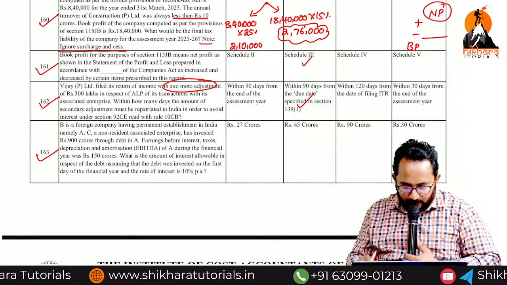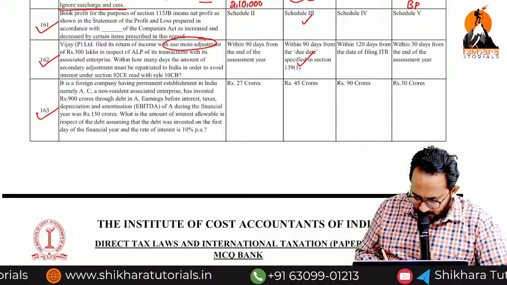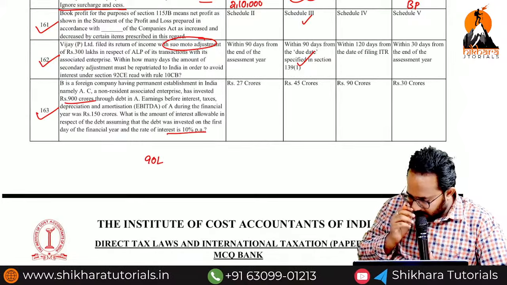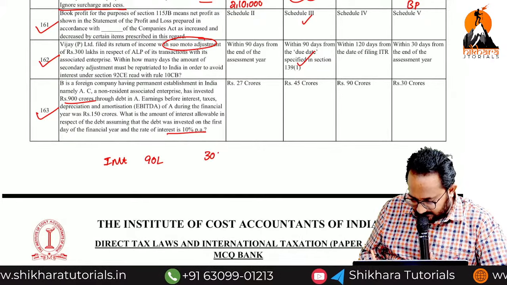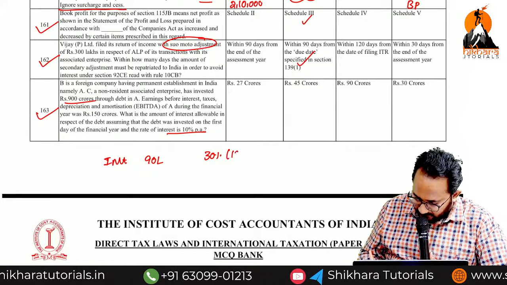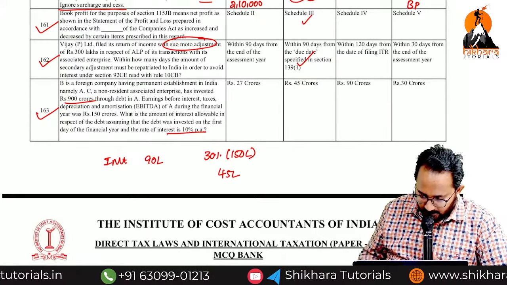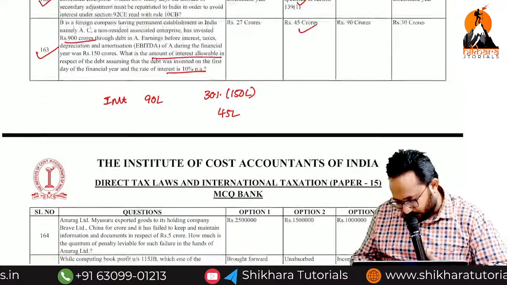Here, section 94B, so just simple. Here 900 crores loan into 10%, it is 90 lakh interest. This interest should be restricted to 30% of EBITDA. Yes, it is 150 lakh, so now how much? 45 lakh. Can you tell me how much amount is allowed? 45 lakh. Disallowed also 45 lakh.